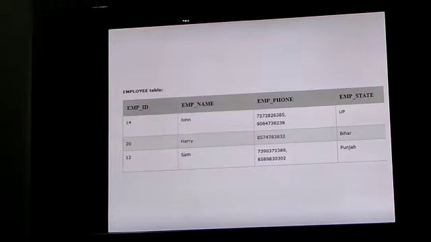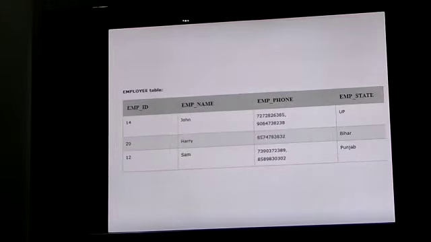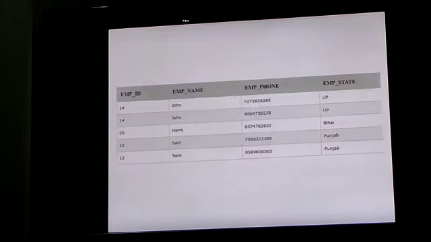Now you can see John, who had 2 phone numbers, 727 and this one. We have split these 2 employee phone numbers into 2 different tuples, right? Harry only had 1 employee phone. Sam also has 2 contact numbers, so we will also split Sam into 2 different tuples. Now you can see this table is in the first normal form.